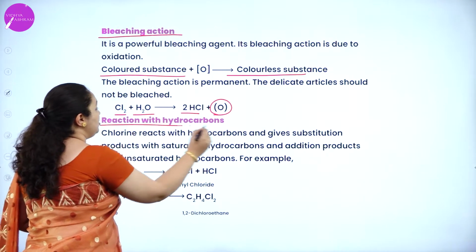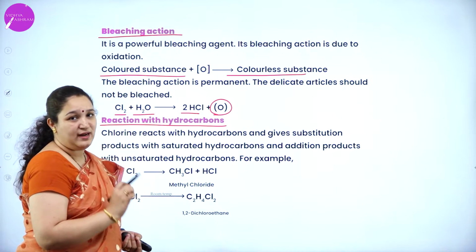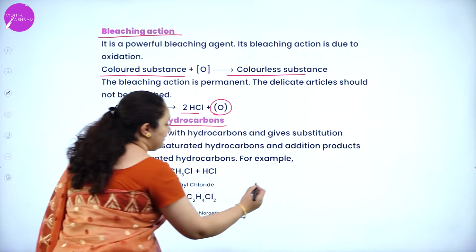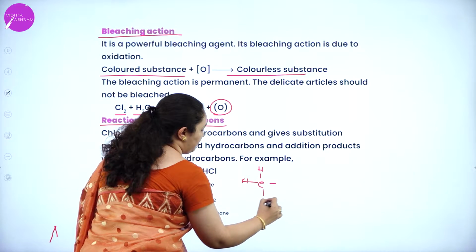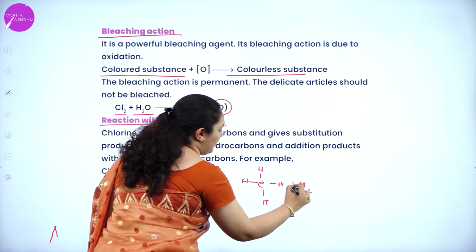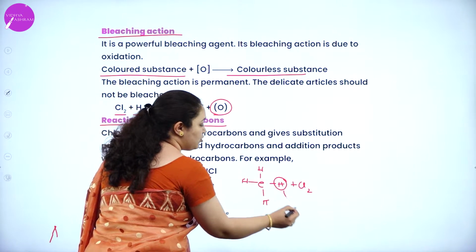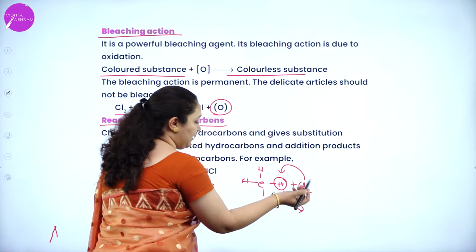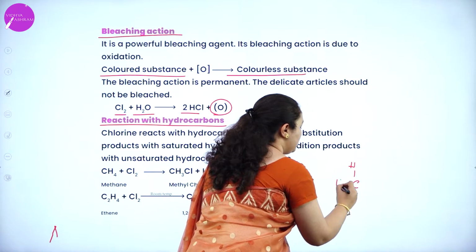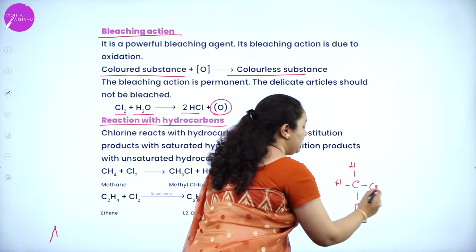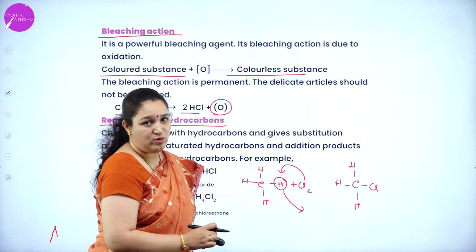Next is reaction with hydrocarbons. If we have saturated hydrocarbon, for example, I'll take methane, CH4. When it is treated with chlorine in the presence of sunlight, there is substitution, that is one hydrogen will be removed and instead of that chlorine will come out, that is one chlorine atom, and you will get CH3Cl. So substitution reactions will happen if it is a saturated hydrocarbon.